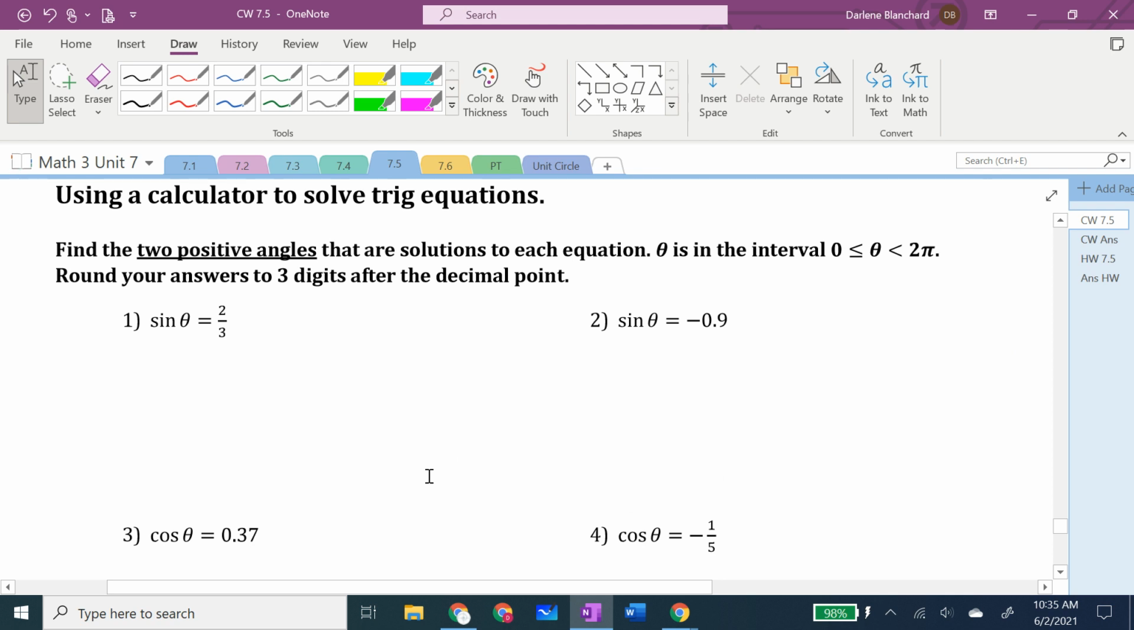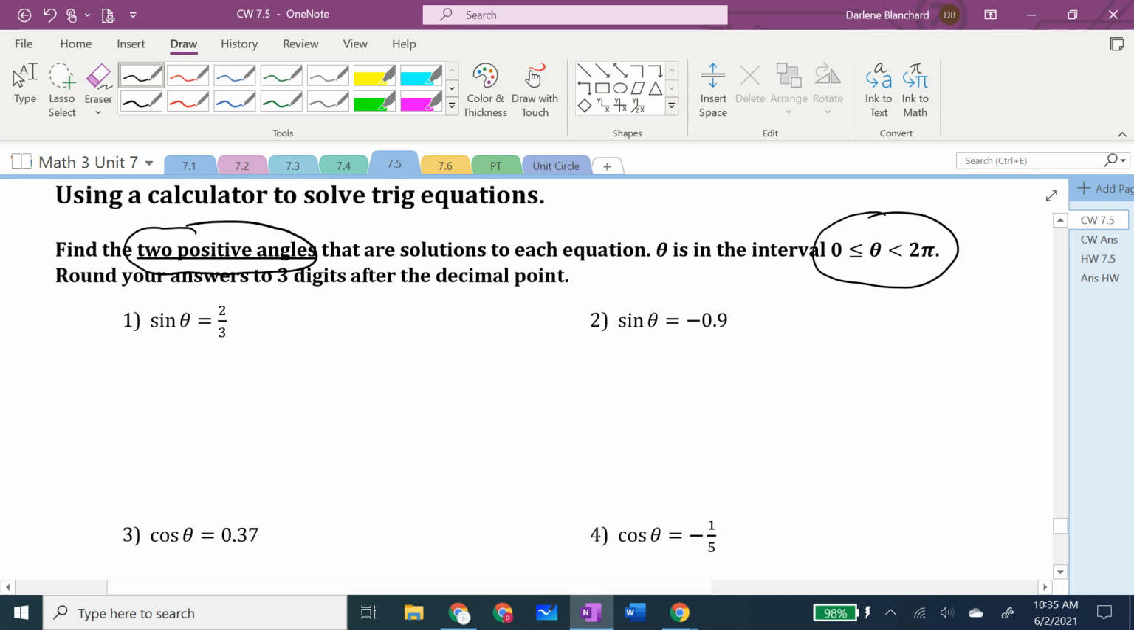And I'm going to teach you how to work with a scientific calculator. Because I will tell you that there are some benefits of a graphing calculator, but I'm not going to discuss them. If you can see how you can use a graphing calculator to your benefit, use it. But I'm going to focus on how to use the scientific calculator in finding these. So we're wanting to look for two positive angles between 0 and 2 pi that solve these equations.